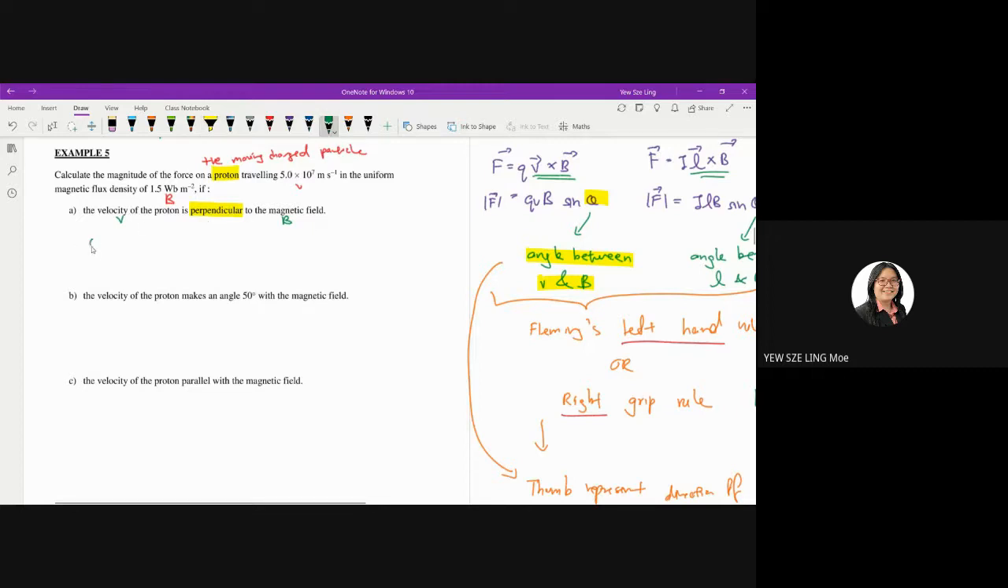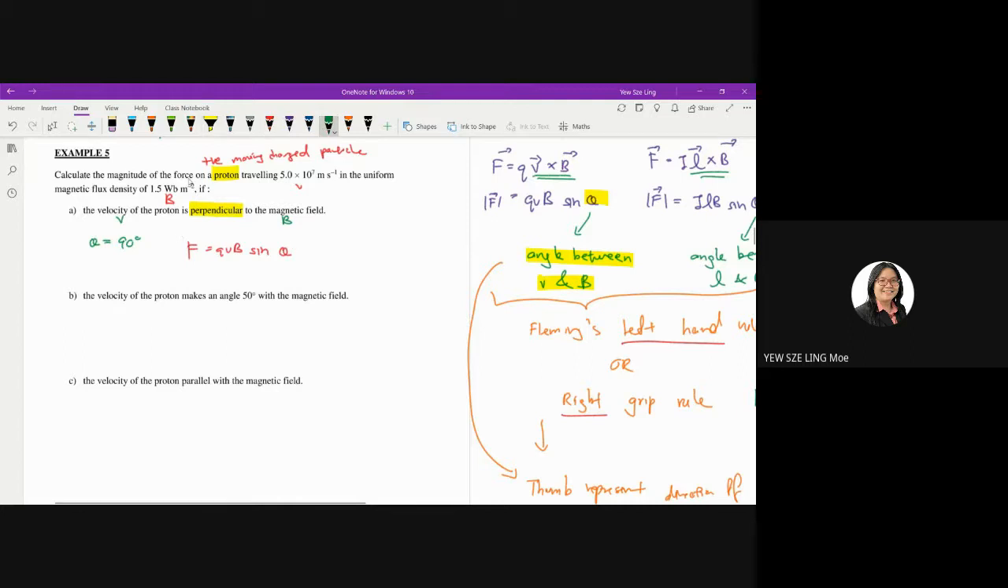Meaning that theta in question A is equal to 90 degrees. So now you have a moving charged particle. The equation is F equals QVB sine theta.